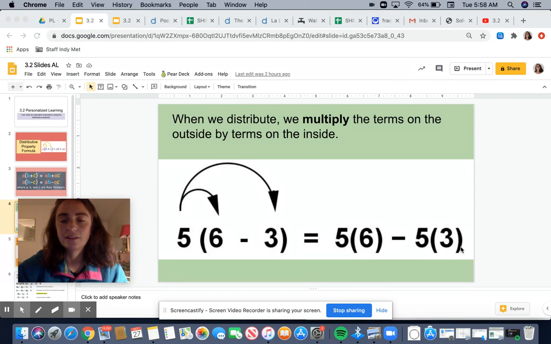And this isn't simplified all the way, but you'd simplify further by doing 5 times 6, which is 30, minus 5 times 3, which is 15. So your simplified answer would be 15.